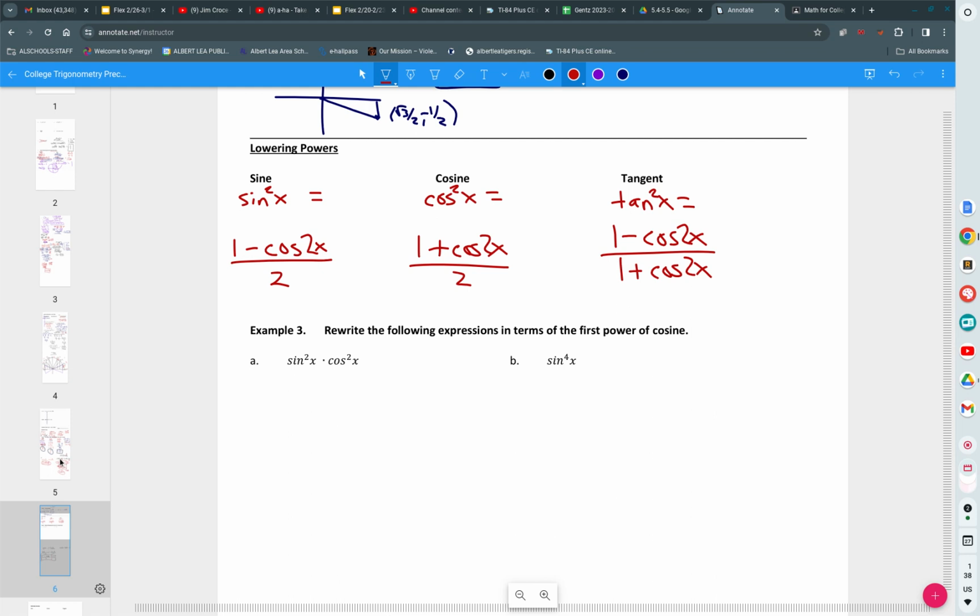Please make sure you grab this sheet of formulas that you have, and look where these are. On your sheet, they're called power reducing formulas. So if you can find those formulas, make sure you know where they are, because that's what you're going to use on the test. Everybody see where they're located? Okay, that's the spot you want to reference.